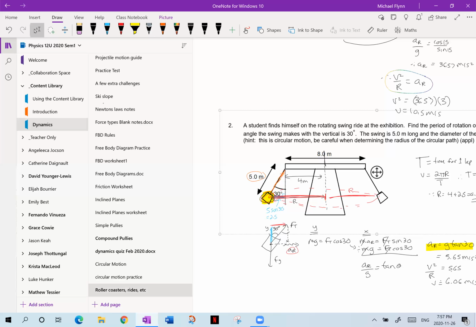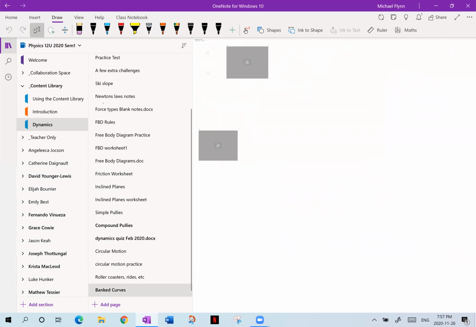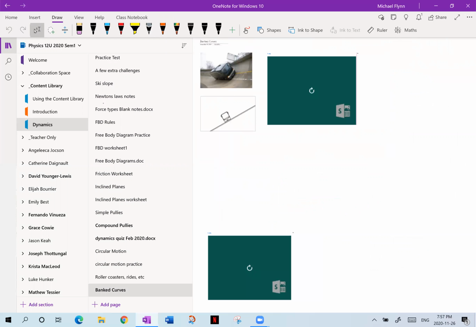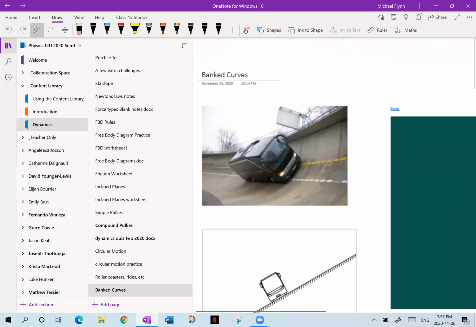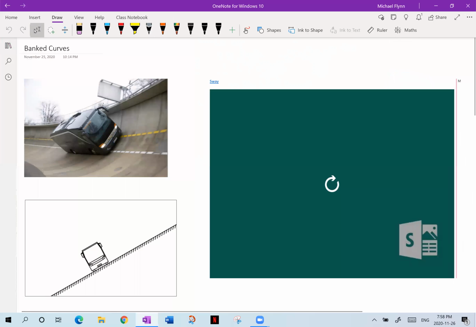Now, I've got one more thing to show you for today, and all I really wanted to do today was show you different examples of circular motion. So there's one more like that, and I think you're going to like this one. It's not really a roller coaster ride or anything, but it's kind of similar. These are called banked curves.